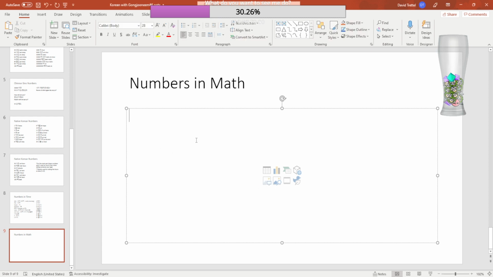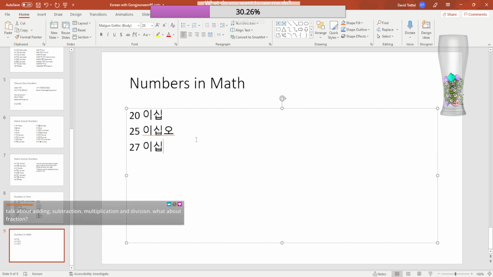When we're looking at 20, we know it's 20, right? 25. Simple. We just add that number into it. If it's 27, it's just 27.